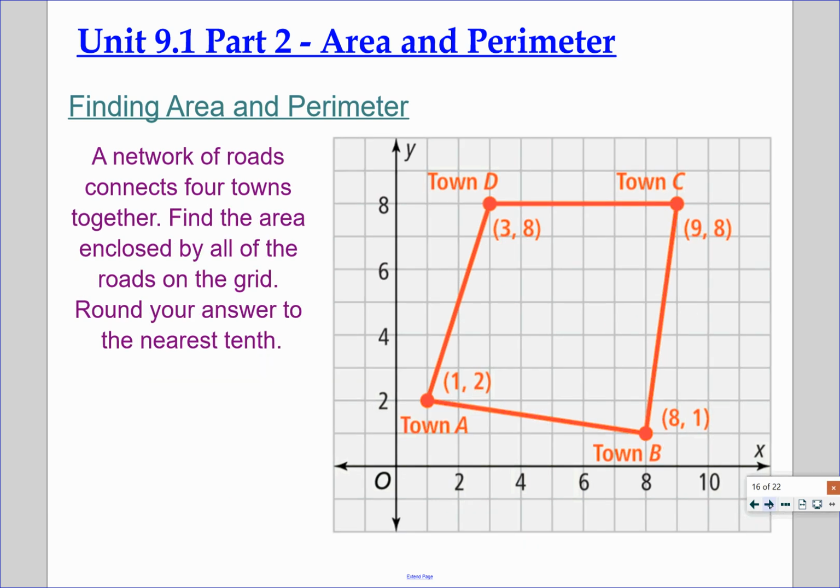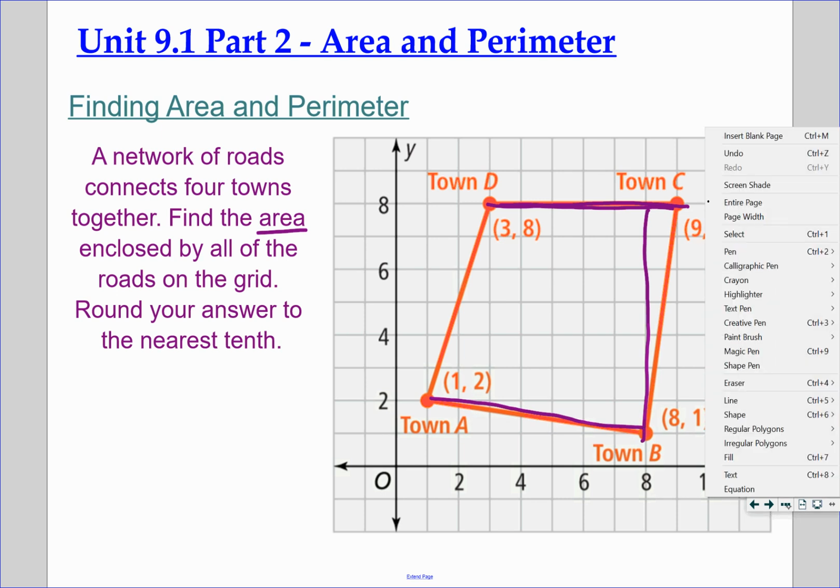Last but not least, let's actually find the area of this guy. Now, base times height. So base times height of our parallelogram would make sure that we had a base and a height that were perpendicular. But this is not a parallelogram. This side here, DC, is not parallel to AB. So we can't use that formula of base times height.